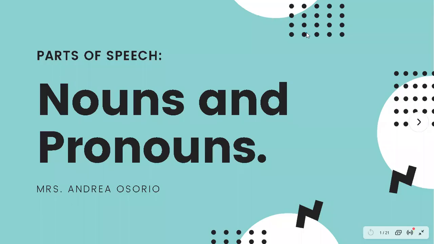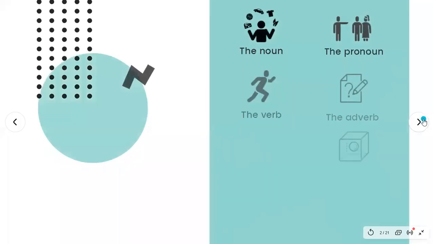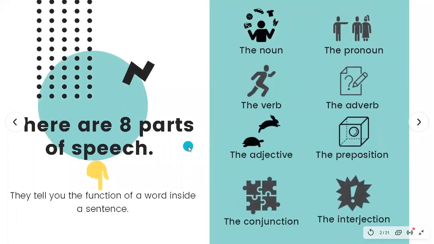Okay, hello everybody. Today we're going to talk about unit number 2, that is parts of speech. And today we're going to start with the first topic, that is nouns and pronouns. So let's see this. There are 8 parts of speech.